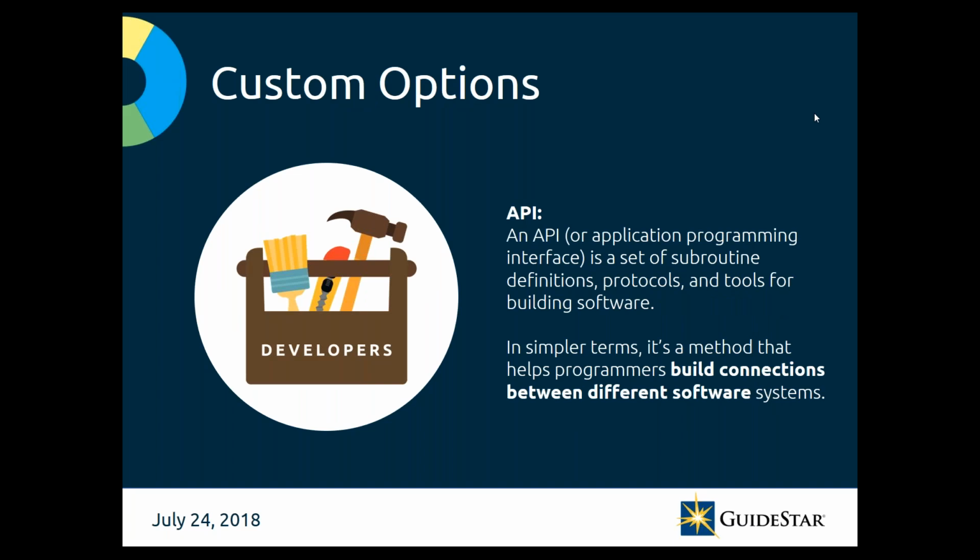Okay, then it gets into the custom stuff, and this is where it can get a little wonky. So the gold standard is an API. And an API stands for Application Programming Interface. Now, this is, again, where I'm not a developer. I can't even design that graphic, but I know what it means when it comes to this type of stuff. So the technical language is an API is a set of subroutine definitions, protocols, and tools for building software. In layman's terms, it means that you can build connections between different software.